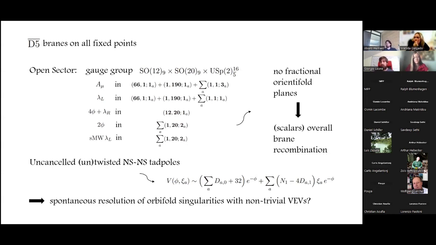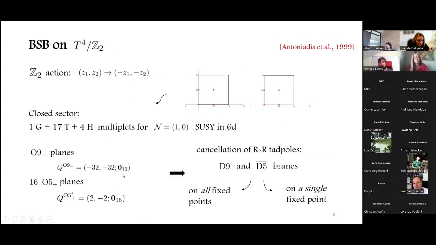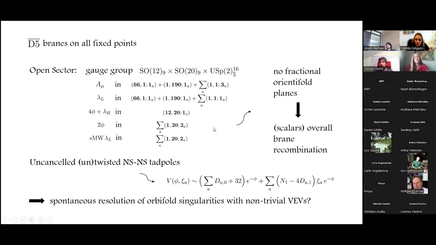Still, since the Orientifold planes carry no twisted charge, we can still recombine all the D-branes together to move them into the bulk and then recombine back to the standard solution discussed by Antoniadis, Dudas, and Sagnotti. So in this sense, this model is not truly rigid, but it can be connected via an overall brane recombination to the standard solution.